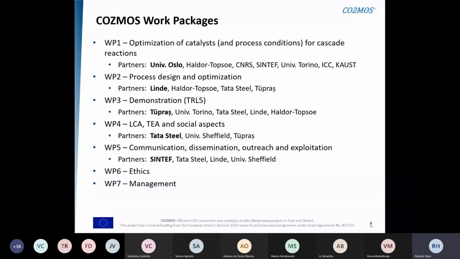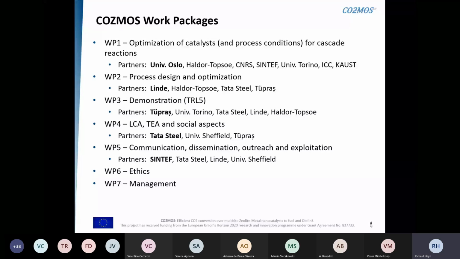Work package 2 has to do with the process design and optimization. For this, we are leaning very much on the expertise of Linde to design a lean process for the conversion. Work package 3 is the demonstration, which will be done at a TRL 5. This is led by our partner in Turkey, Tüpraş.